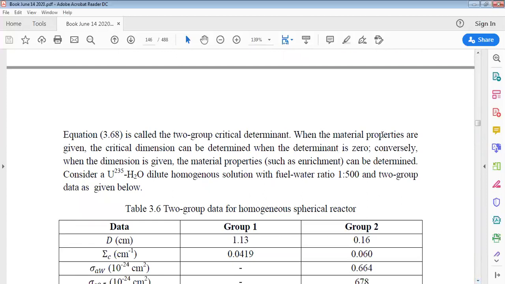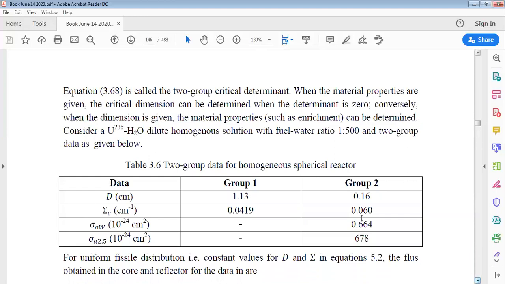So when the material properties are given, the critical dimension can be determined when the determinant is zero. Conversely, when the dimensions are given, I say dimensions because for a cylinder you'll have R and H, but for a sphere you'll only have the radius R, then the material properties such as enrichment can be determined, because that's what you really want to find in nuclear engineering: what is the enrichment that's going to make it critical. So you can determine either the criticality given the material properties and the size, or you can determine the size with an enrichment that you've got.